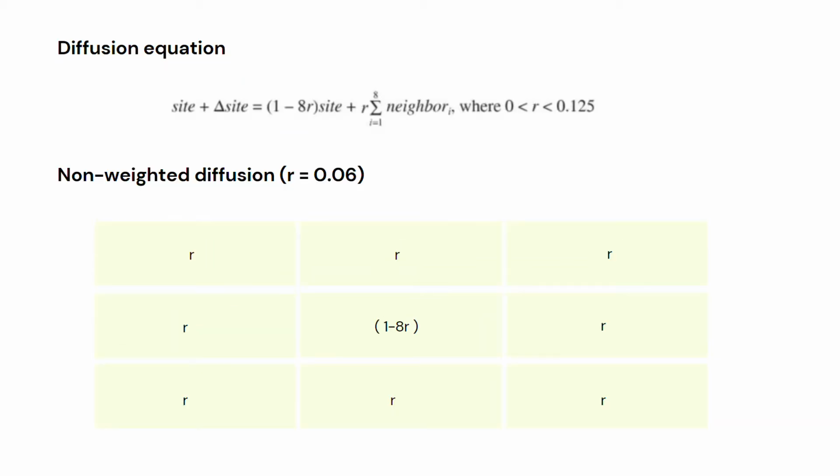Here is the diffusion equation. This diffusion equation is used to calculate the temperature of any site at a particular time. There are two types of diffusion. One is non-weighted diffusion and the second is weighted diffusion. In non-weighted diffusion, all the neighboring cells contribute equally in determining the temperature of the site. In this simulation, we have taken R as 0.06. Now, the second kind of diffusion is weighted diffusion. Next slide.